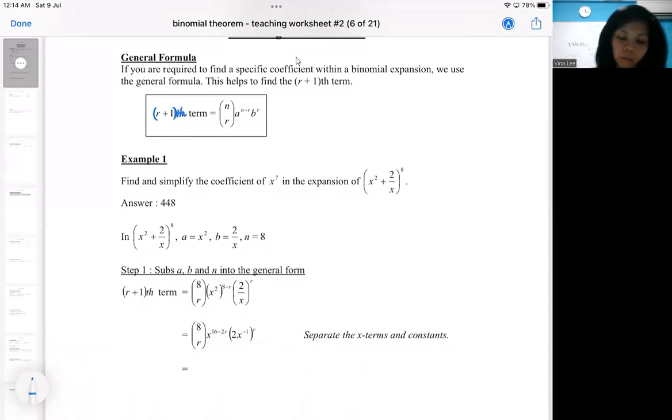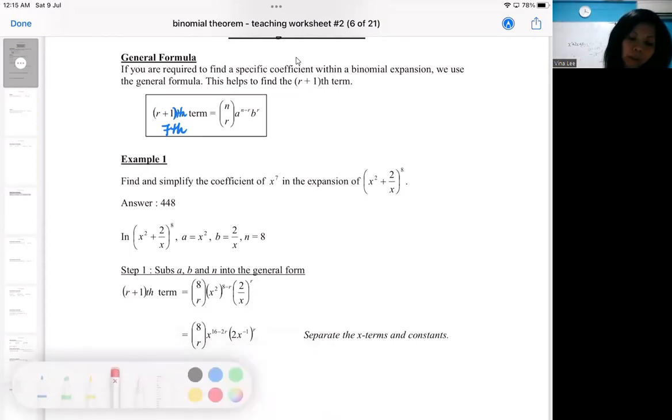So it's the R plus one term. That means if I would like the seventh term, then to me, R is 6. So I can find a specific term. I can find like the 10th term. The 10th term will be R equal to 9. Or I can be finding a specific coefficient. So this is like a generalized situation.